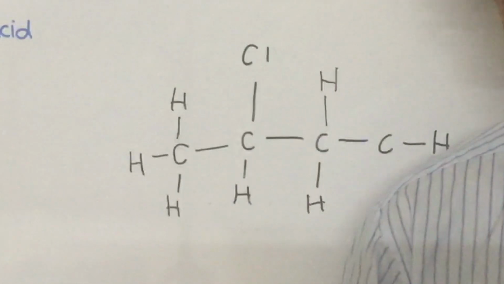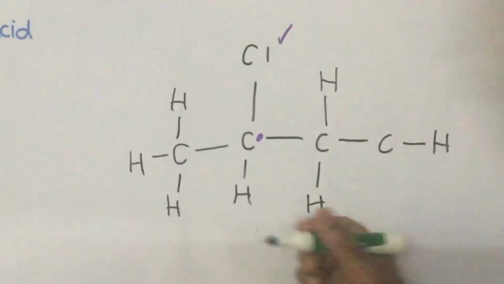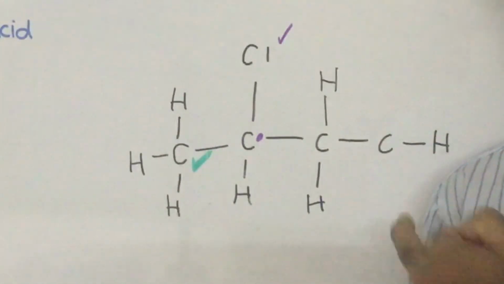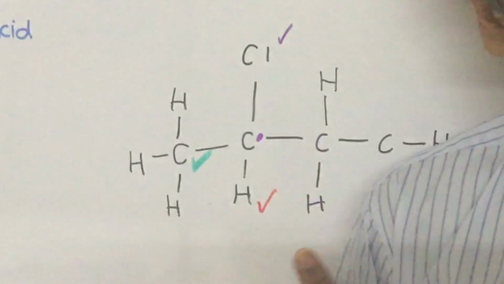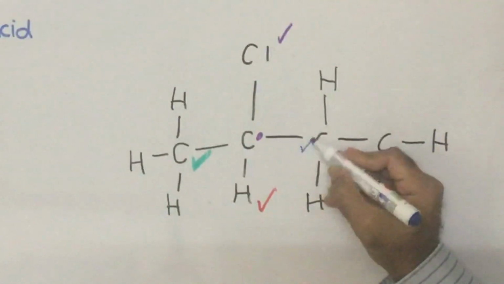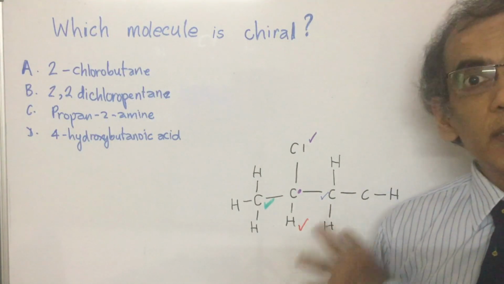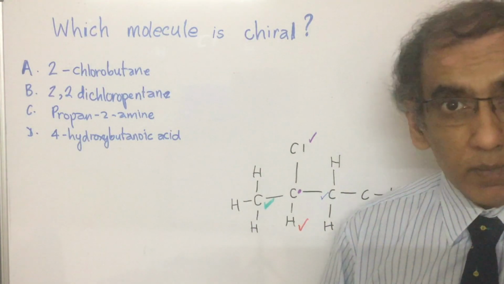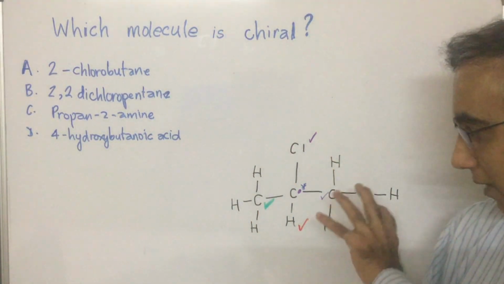Well, if it's going to have a chiral carbon, it's got to be this one here. This carbon attaches to a Cl here, attaches to a CH3 here, attaches to an H down here, and then over on this side, it attaches to C2H5, all of this. So what you have is a carbon that's attached to four different groups, a chiral carbon, also referred to as an asymmetric carbon.